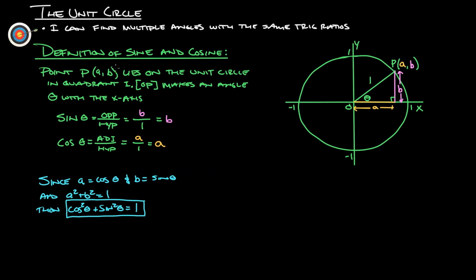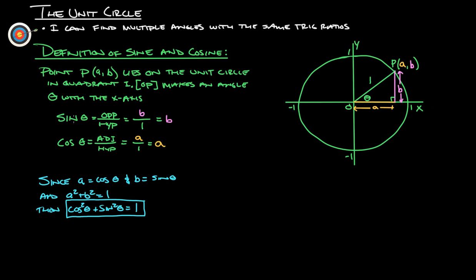Definition of sine and cosine. So here's where we're going to get our trig ratio stuff in here. Point P, which is this point right here, (a, b), lies on the unit circle in quadrant 1. So this here is considered quadrant 1, quadrant 2, quadrant 3, quadrant 4. OP makes an angle theta, this theta here, with the x-axis.